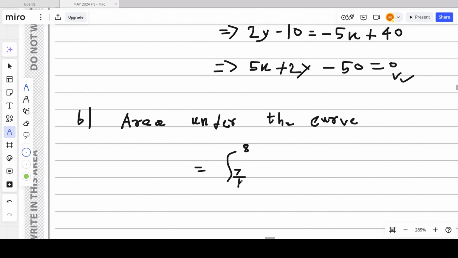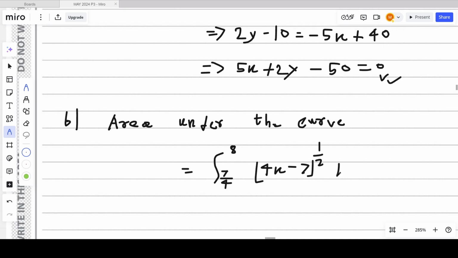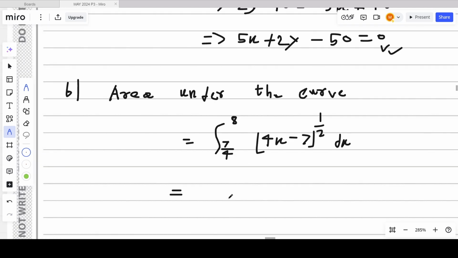4x minus 7 to the power half. We need to integrate it with respect to x. Okay. So now which process do we need to use for integration? It is integration using the reverse chain rule.